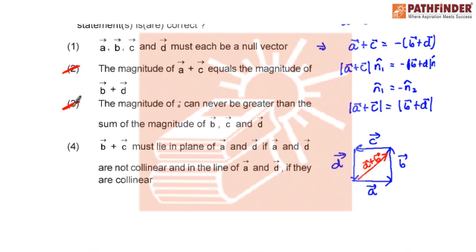B vector plus C vector must lie in the plane of A vector and D vector if A vector and D vector are not collinear, and in the line of A and D if they are collinear. This is again a correct option. It will cancel out each other. This statement is saying that if these two vectors are anti-parallel to each other and these two vectors are anti-parallel to each other, then the resultant will be 0. A will cancel out C, B will cancel out D. So either they must lie in the plane of A and D if A and D are not collinear, and in the line of A and D if they are collinear, then only the sum will become 0. So the fourth option is also correct. So for this particular question, options 2, 3 and 4 are correct alternatives.